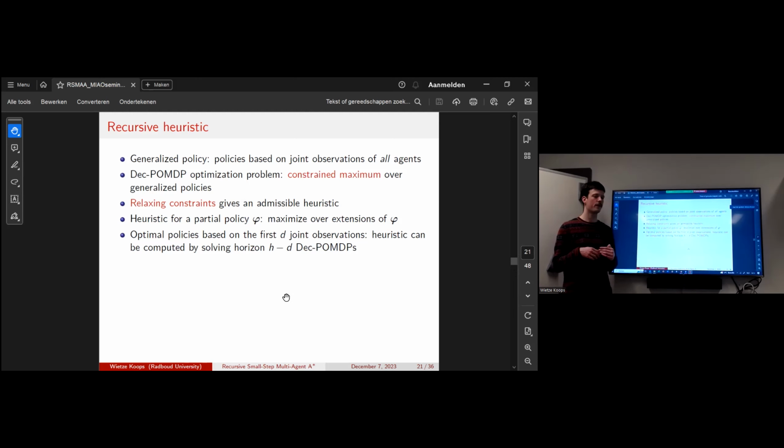Now, of course, the question is, I can relax constraints, but why does that make the problem easier? Well, if I relax the constraints, let's say that the agents cannot use the first D joint observations, then you can recompute the joint belief that the agents have after these stages. And then you have a new horizon H minus D from that stage onwards. So then you can solve this recursively.